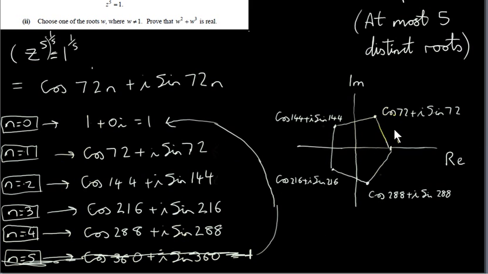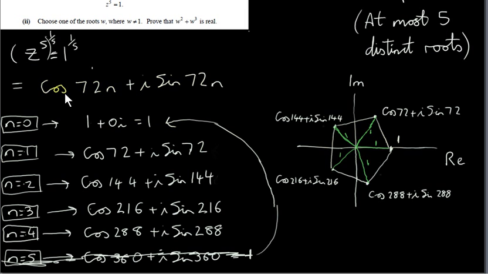Here I've plotted the 5 values on an Argand diagram. So here is 1, here is cos of 72 plus i sine of 72, and so on. The modulus of all of these complex numbers is the same. Actually, the modulus is 1. The distance to the origin for all of them is 1. Or it's supposed to be 1 if I drew it accurately.